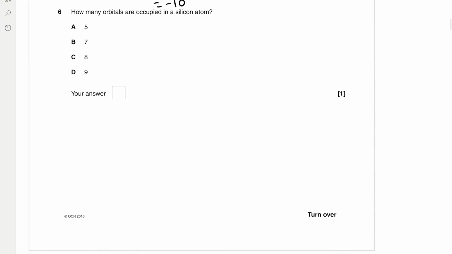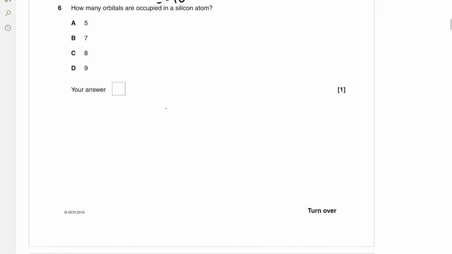Question 6. How many orbitals are occupied in a silicon atom? Well, if you have a look at the periodic table, you can see that silicon is in group 4. And so I always find it easiest to draw out electrons in a box to represent the orbitals visually. So we've got our 1s orbital, our 2s orbital, and our 2p orbitals. And then we have 3s.